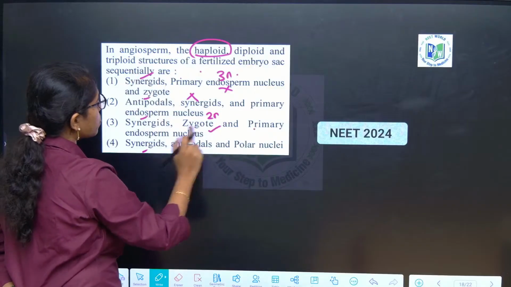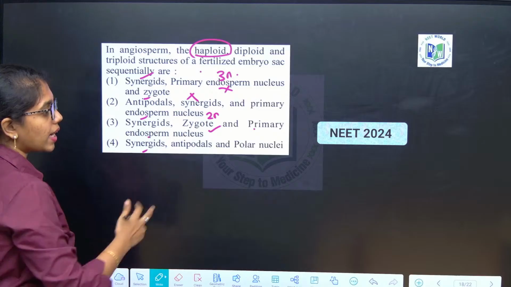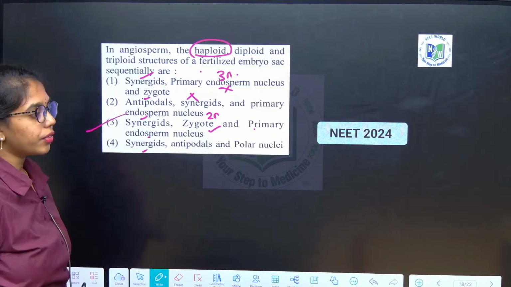Next, triploid is what? Primary endospermic nucleus. So, Lakshita, tell me the answer. It is very simple, no? Option 3. Good.